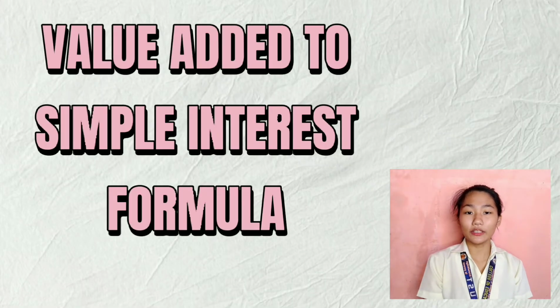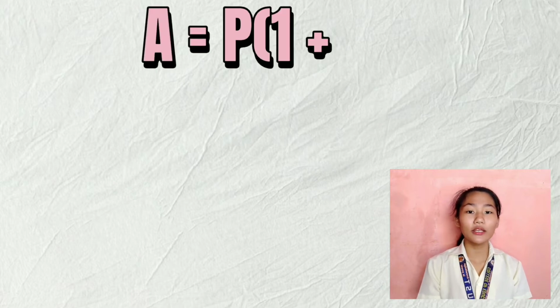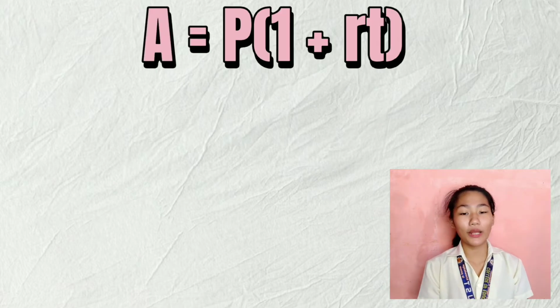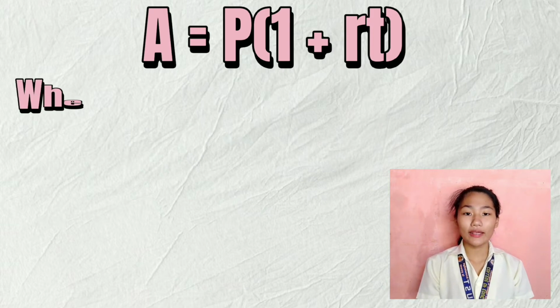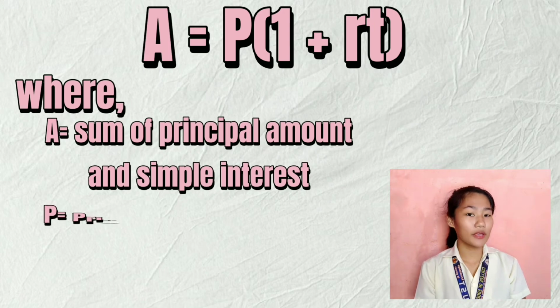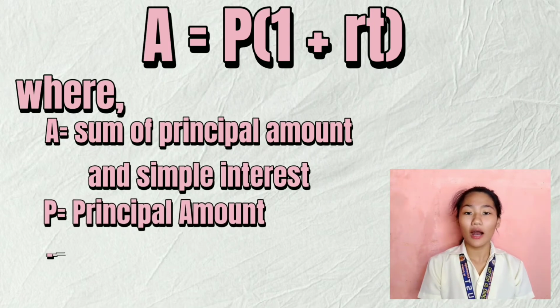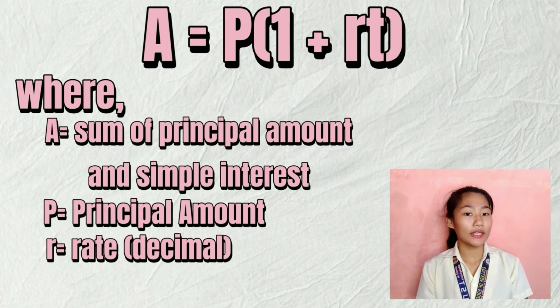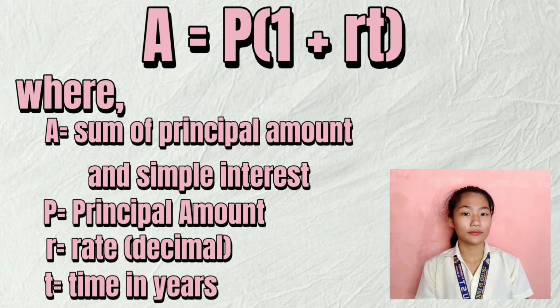Now let's talk about the value added to simple interest. The value added to simple interest formula is A equals P multiplied by 1 plus R times T, where A is the sum of principal amount and simple interest, and P is the principal amount, R is the rate, and T is the time in years.